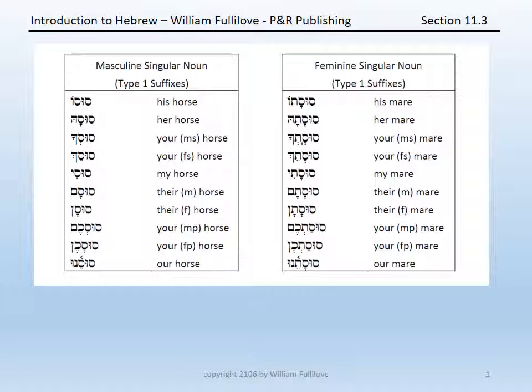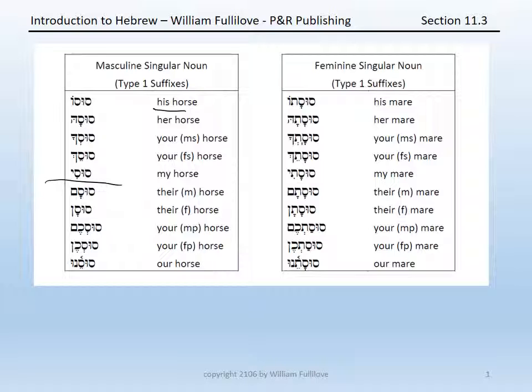When these pronominal suffixes are attached to a noun, they are attached to the construct form of the noun. Singular nouns will take type 1 suffixes with minor changes. So the paradigm of the noun, masculine singular, with suffixes is as follows. Again, starting with the third masculine singular, "his": susó, susáh, susḗkā, susēk, susī.